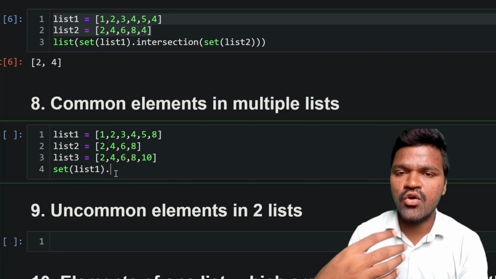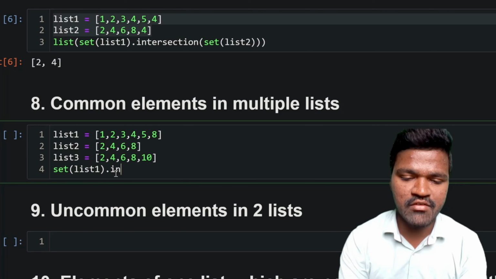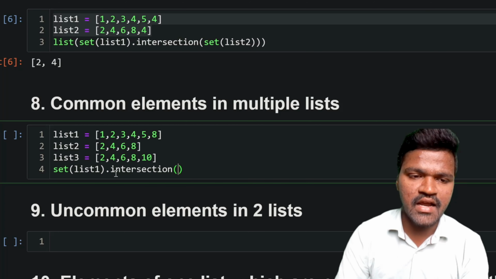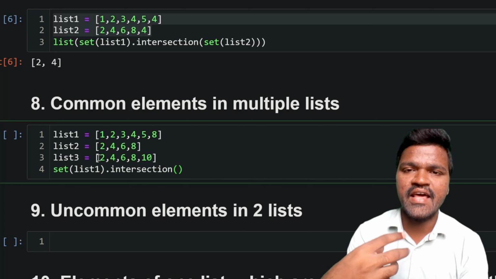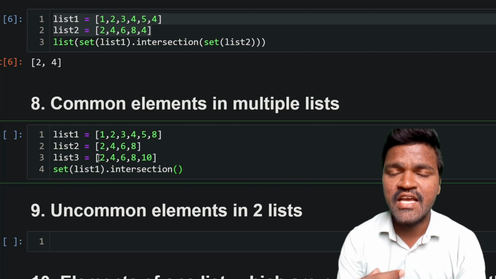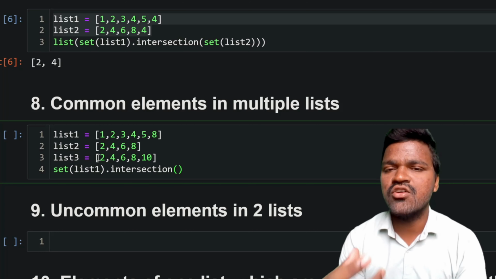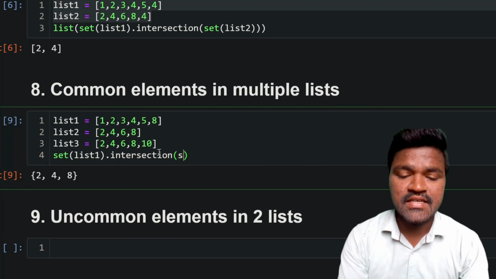So after that, we know we need to use intersection to find the common elements, right? That is what I will be doing. Intersection, and I need to pass list 2 and list 3, right? We cannot directly pass list 2 and list 3. We need to convert those list 2 and list 3 to set. After that only we can get the common elements.